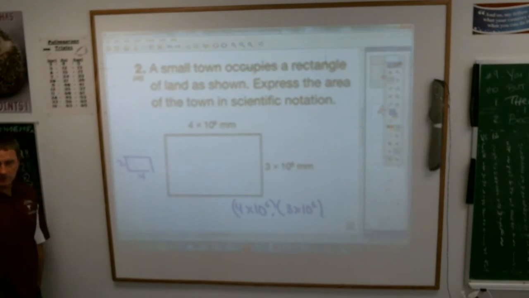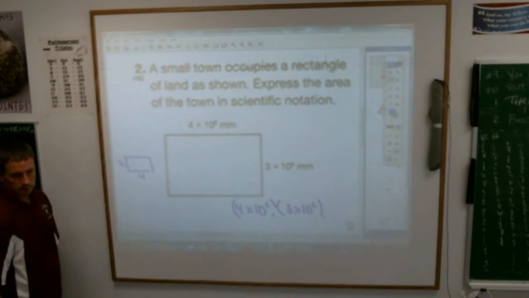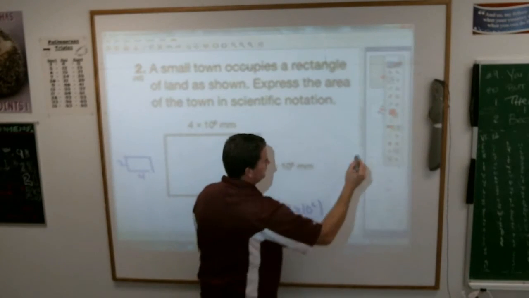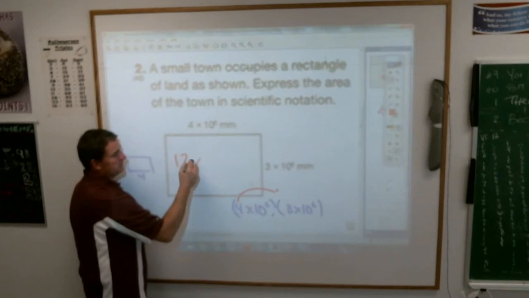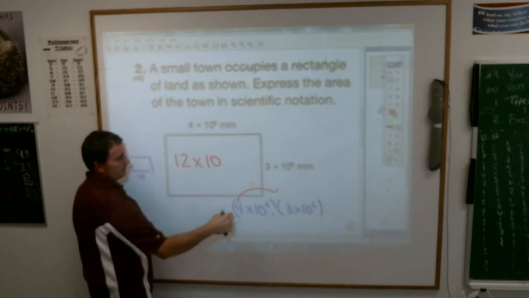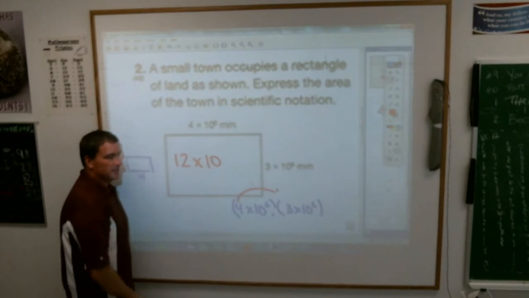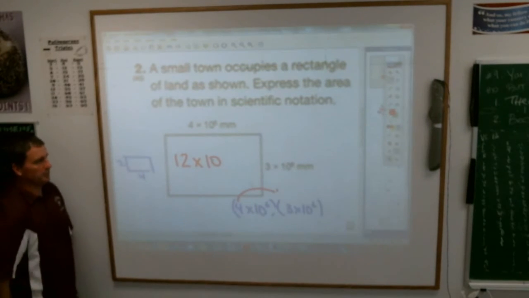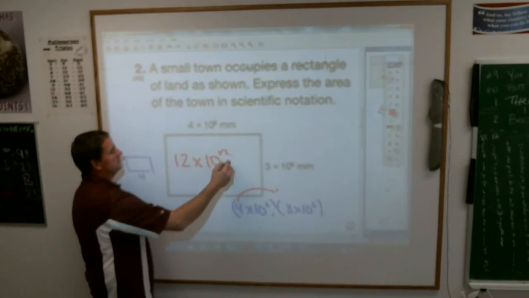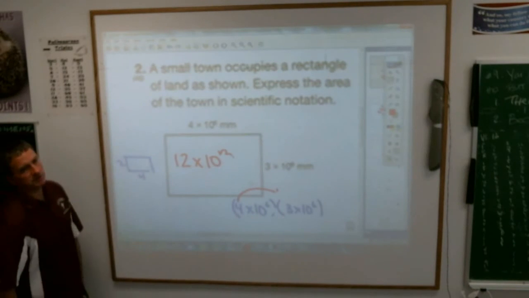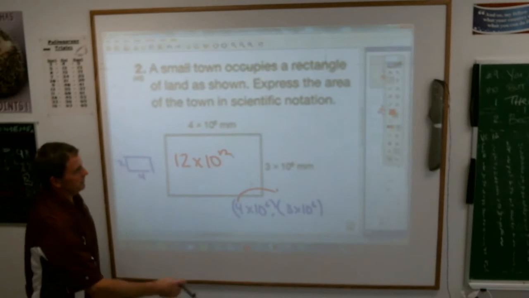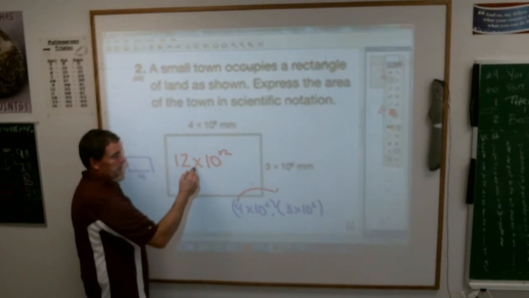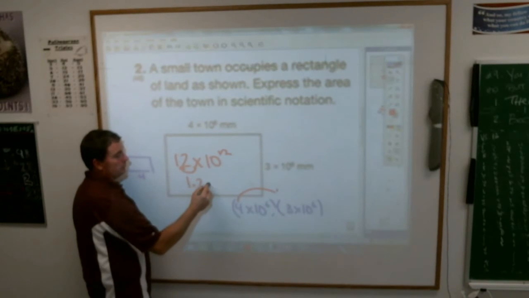How do I multiply those together? You multiply the 4 times the 3, that's 12, times 10. What do I do when I multiply 10 to the 6 times 10 to the 6? Add exponents. And look, you get 12 times 10 to the 12th, which is not the answer. Why? It's not in scientific notation. You need to take the decimal that's here, move it 1 place, because this number has to be between 1 and 10, and make it 1.2.